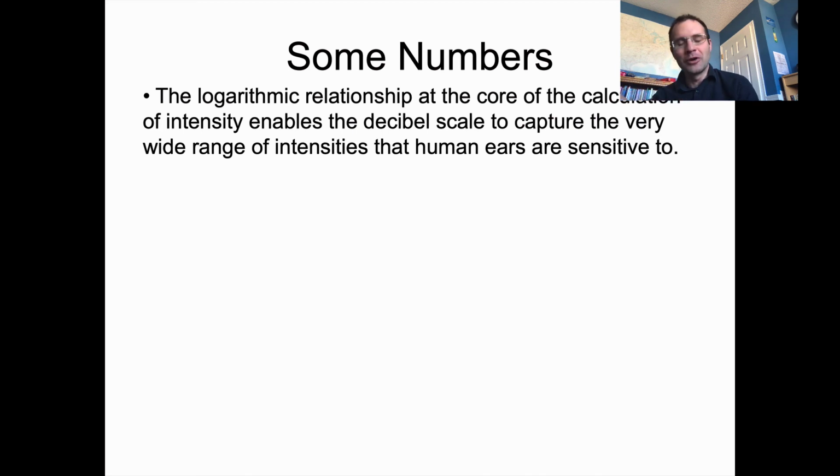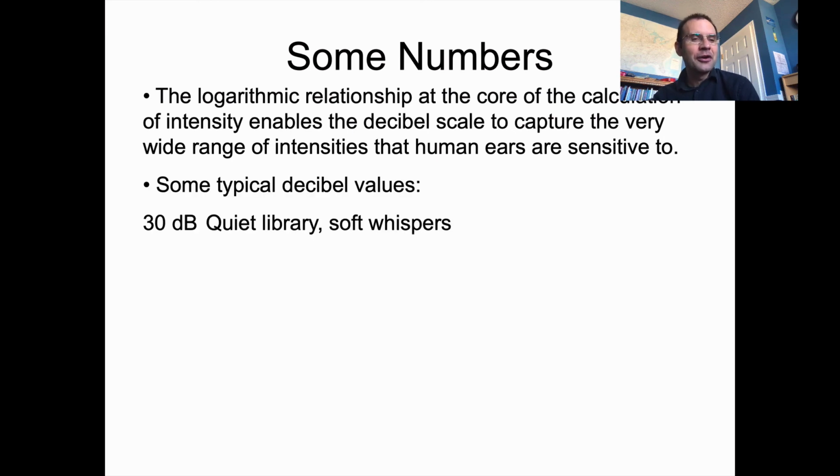What are some normal levels of intensity that we're used to hearing? I've got some typical decibel values here, like 30 dB, which is much more intense than 0 decibels. That would be like a very quiet library or soft whispers in a room. Actually, I would say the background noise in your living room is normally louder than that. It's like 40 decibels. Or a refrigerator in the next room.